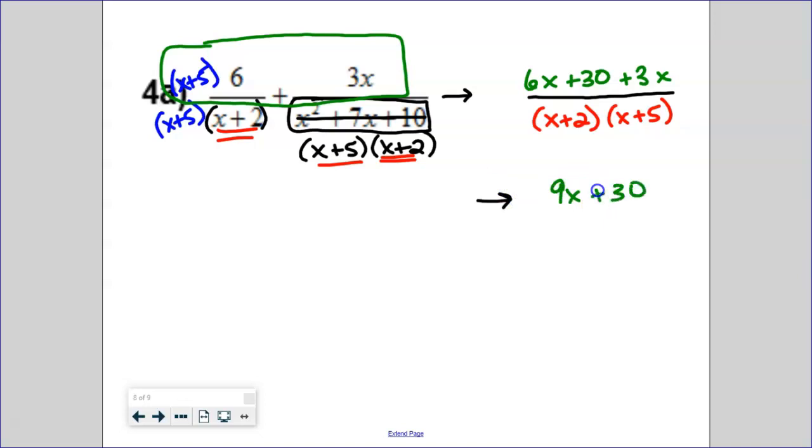Like I said on the previous common denominator question, I do not want you guys FOILing out this denominator. Just leave it in factored form. Again, I apologize for any answer keys that might have a different answer.